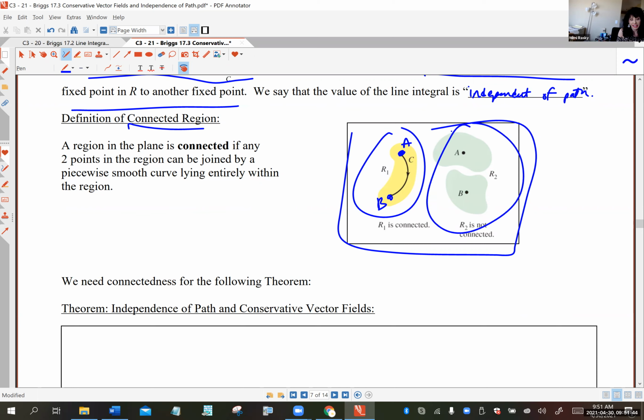This is not a connected region. I like to think of this as Hawaii. You've got different islands. It's not connected. Hawaii is not connected. If you've got the big island here and then another island like Maui, and you want to get from the big island to Maui, you're going to have to actually go off the island into the Pacific Ocean in order to get from point A to point B. So it's not connected.